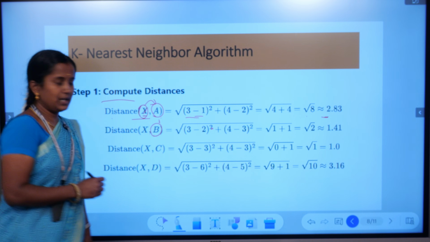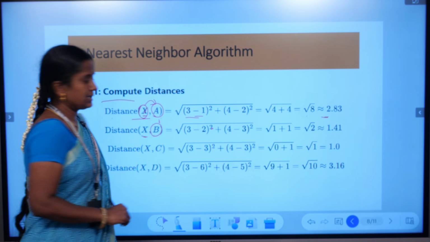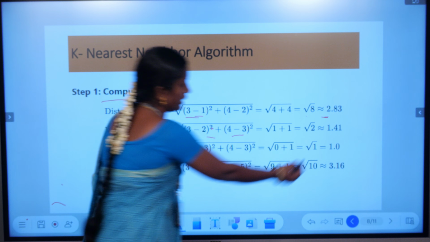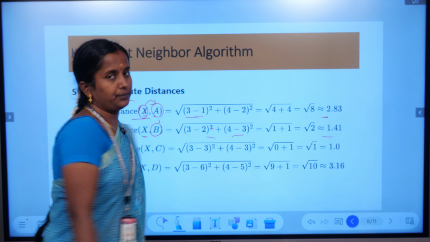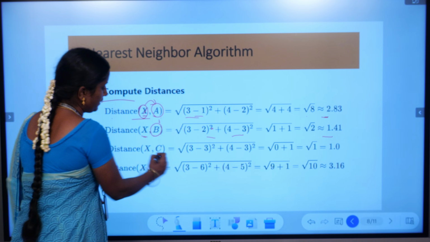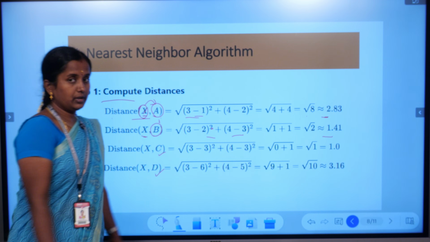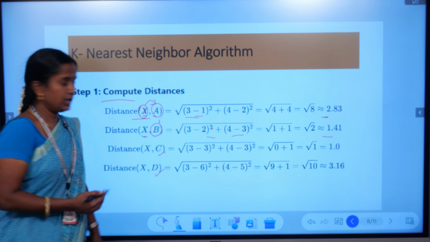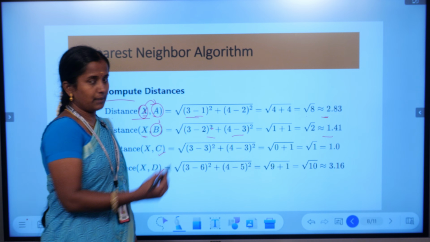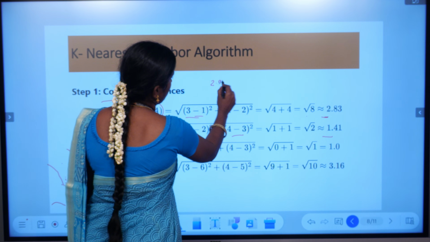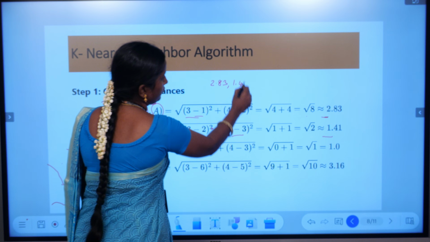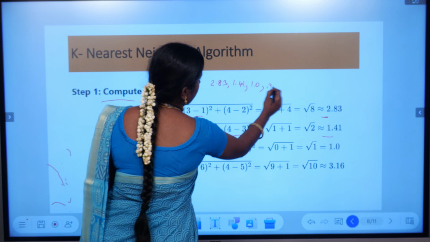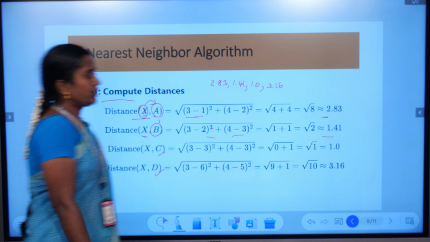The next data point is B and the test data is X. We have to compute the distance between these 2 data points. So we obtain 1.41 as the distance value. Similarly, like A and B, we have to proceed for C and D. So the distance values we have obtained are 2.83, 1.41, 1 and 3.16.